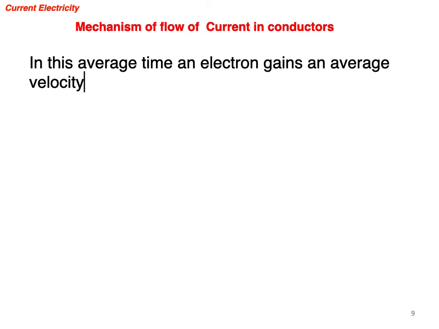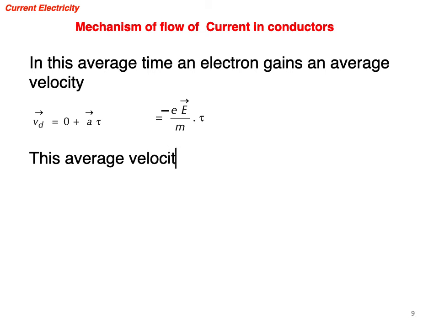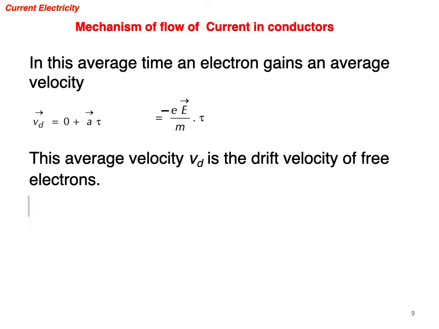In this average time, an electron gains average velocity Vd equal to u plus at. u is 0 as we already calculated. So a into tau, acceleration into tau. This is the value of acceleration. We have a negative sign here. This negative sign indicates that the drift velocity of electrons is opposite to the direction of applied field, as is indicated by the negative sign.